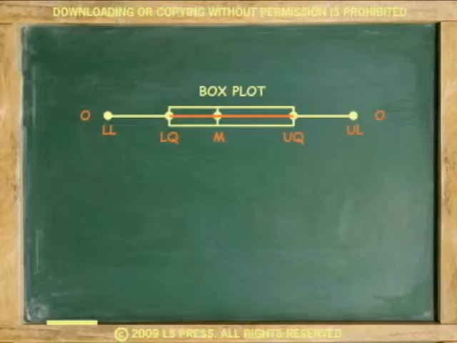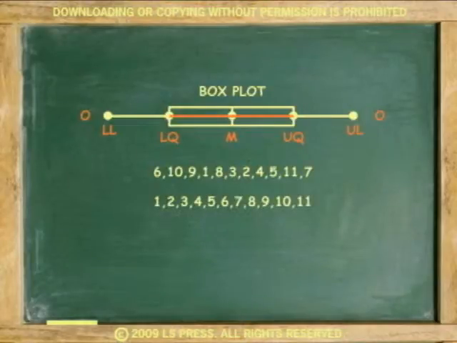To build a box plot, first, organize the data from lowest to highest. Second, find the median. That's the number where half of all data is above and half is below.